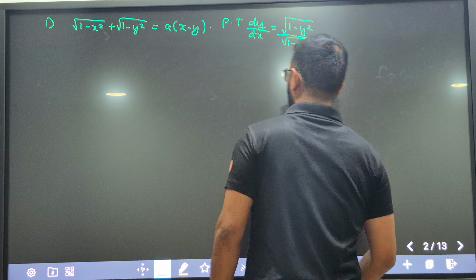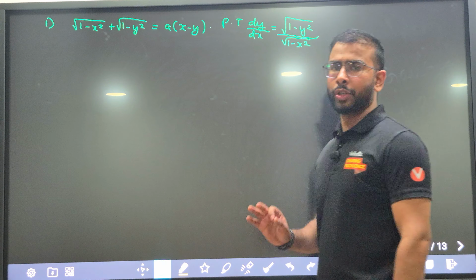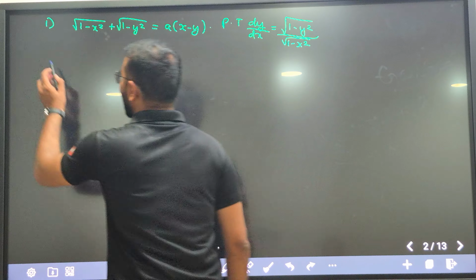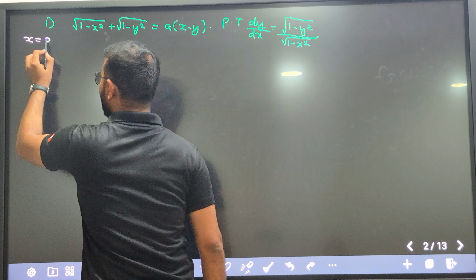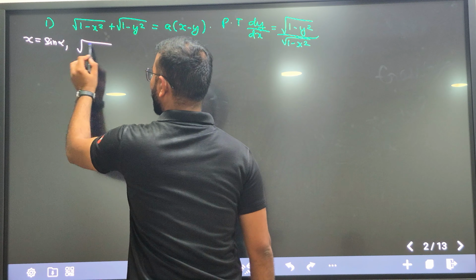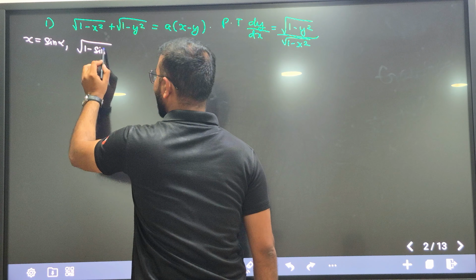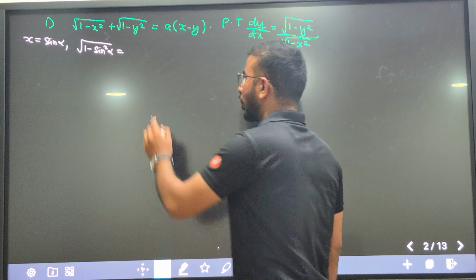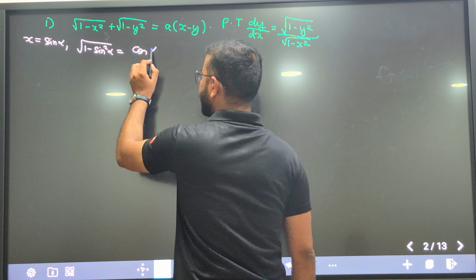So let's start with the first question. First question is this. So we'll start with the substitution. We'll substitute x is equal to sine alpha. So what will this value become? Root over 1 minus sine square alpha. What is 1 minus sine square alpha? Cos square alpha. Root cos square alpha, cos alpha.